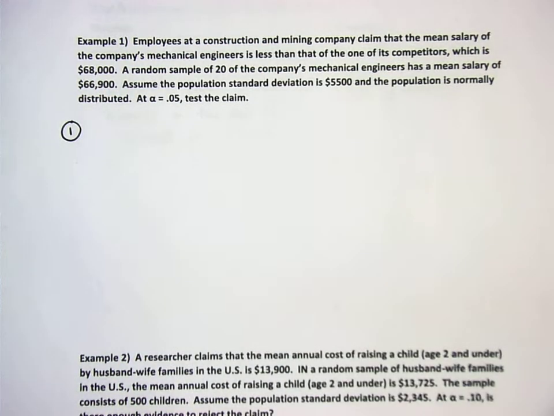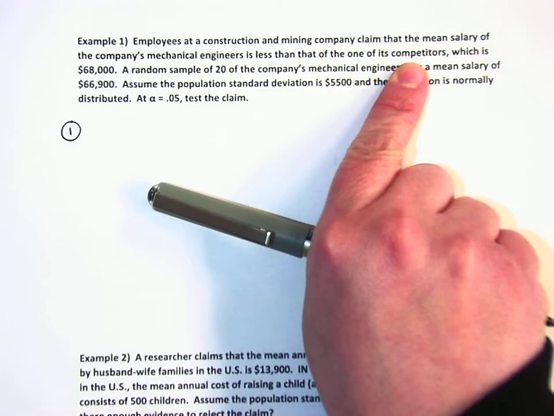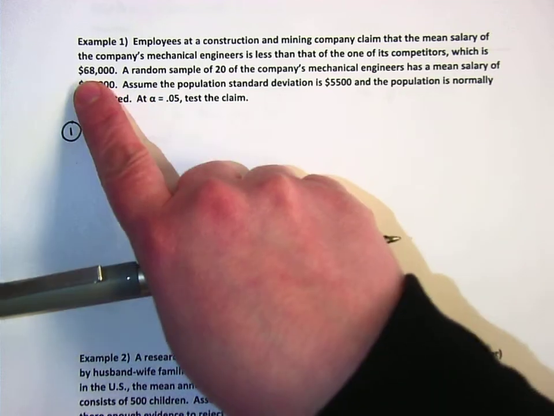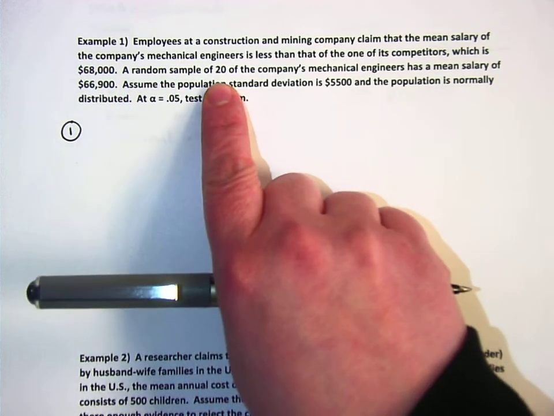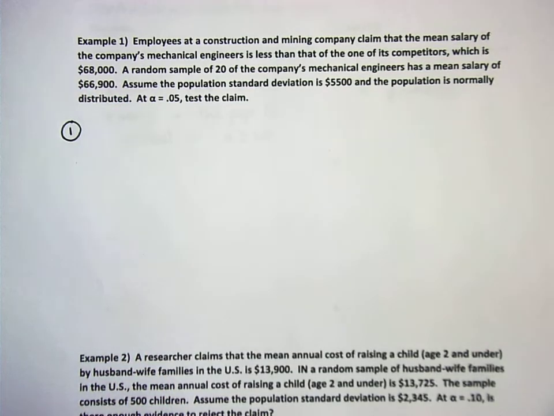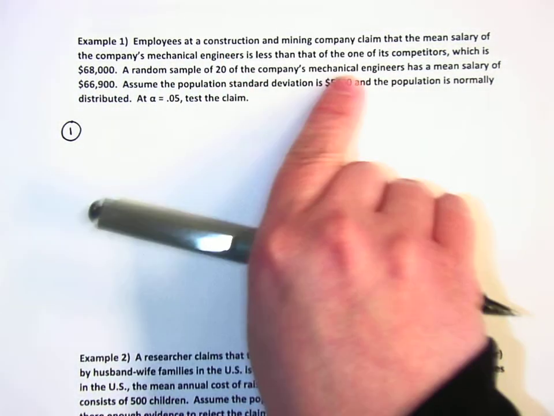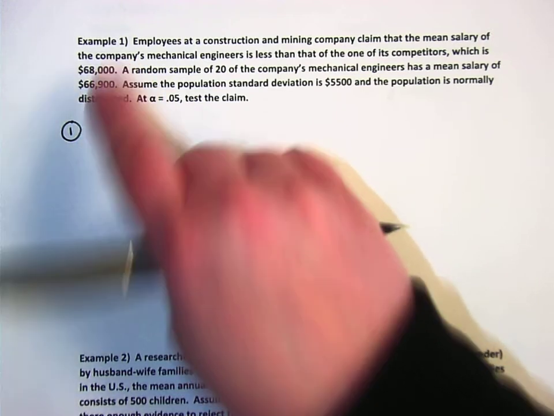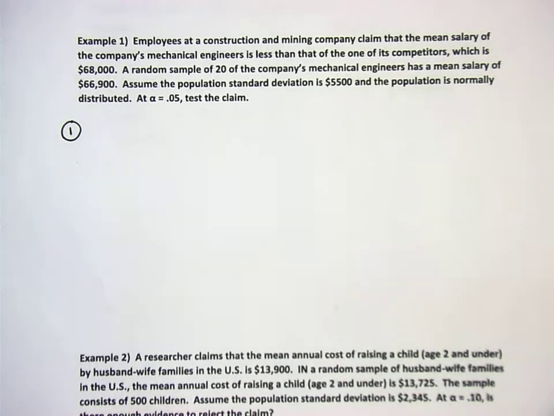Example 1. Employees at a construction and mining company claim that the mean salary of the company's mechanical engineers is less than one of its competitors. So they're claiming that they're getting paid less than their competitors, which is $68,000. A random sample of 20 of the company's mechanical engineers has a mean salary of $66,900. So they basically took a sample of 20 of the engineers and they found that it was this. Now you may think, okay, great, they proved it. They're less than $68,000. But they could have gotten a weird sample. They could have just happened to pick people that were lower than that $68,000.